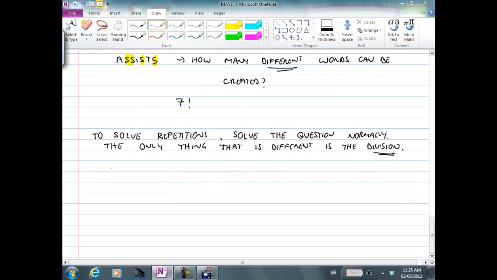So here's how you work with repetitions. You're going to have total choices on top, exactly what you did before. But now, you're going to divide your answer by something called A factorial, B factorial, C factorial, dot, dot, dot. A, B, C, dot, dot, are the letters that repeat. They are the number of repetitions, basically. This will become more clear to you in a second.